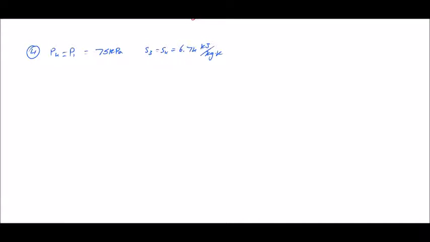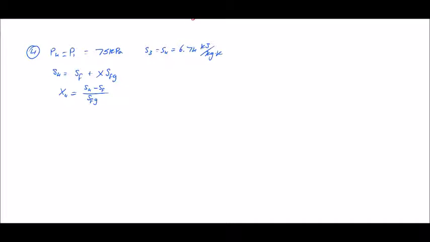So we start with the equation S4 equals, so the entropy at state 4 equals the entropy of a saturated liquid plus the quality times the difference between the entropy of a saturated liquid and the entropy of a saturated gas. We can then move this around and find out the quality at state 4 is equal to S4, entropy at 4, minus entropy of a saturated liquid, over the difference between the entropy of a saturated liquid and the saturated gas.